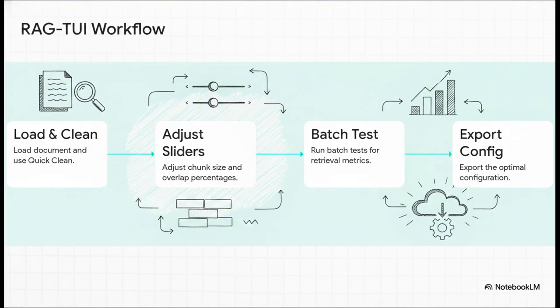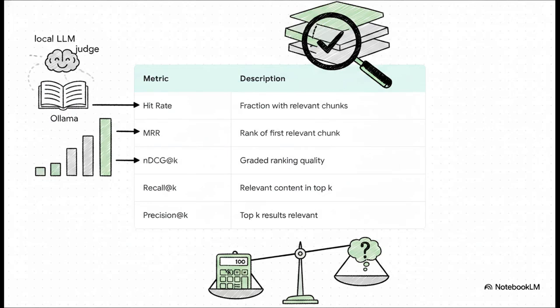You seamlessly move through this interactive workflow. You load your document, do a quick clean, and as you tweak the size and overlap sliders, the chunks re-render instantly. It literally highlights the overlap text between adjacent chunks right on your screen. This allows you to clearly visualize exactly how much context is being shared before you ever write a single line of vector database code.